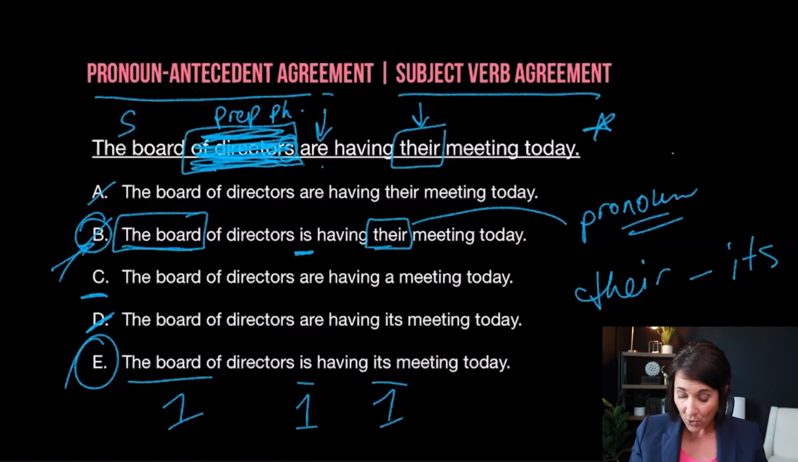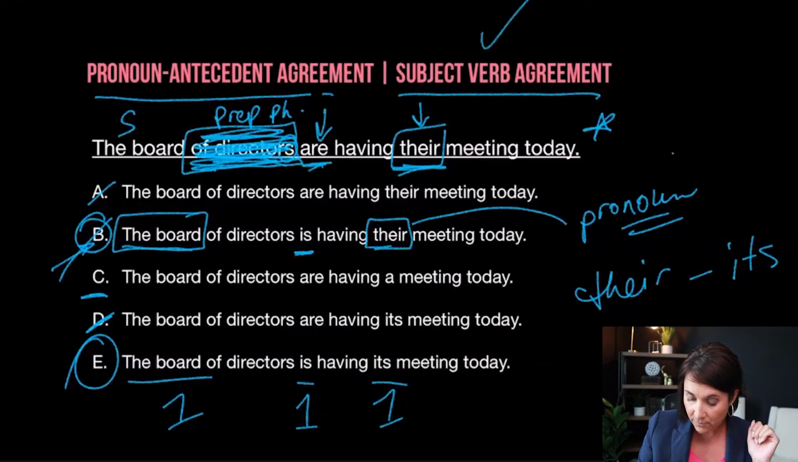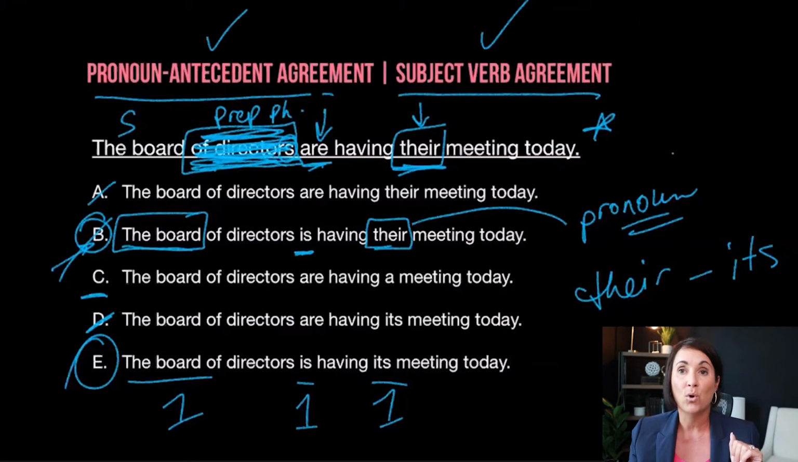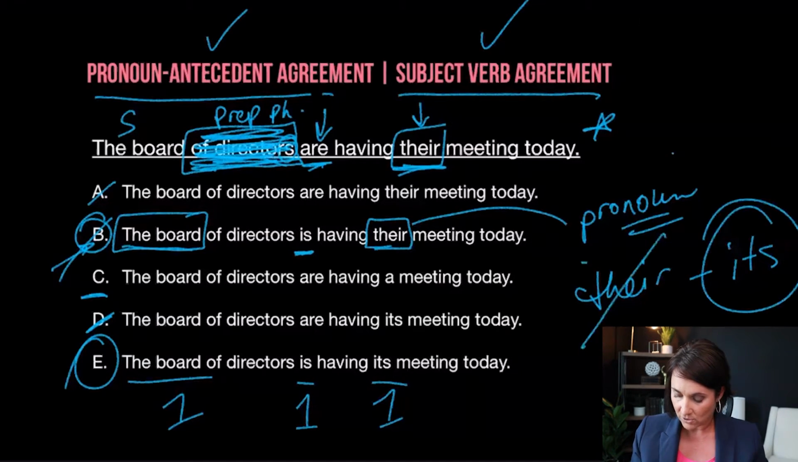No, it should be the board is having their meeting today. All right? So that hits two things. The pronoun is there, and then are is the verb. So we hit subject verb agreement, the board is having its meeting, and pronoun antecedent agreement. The board is having its. The pronoun its was changed. Okay? All right, let's go to the next question.